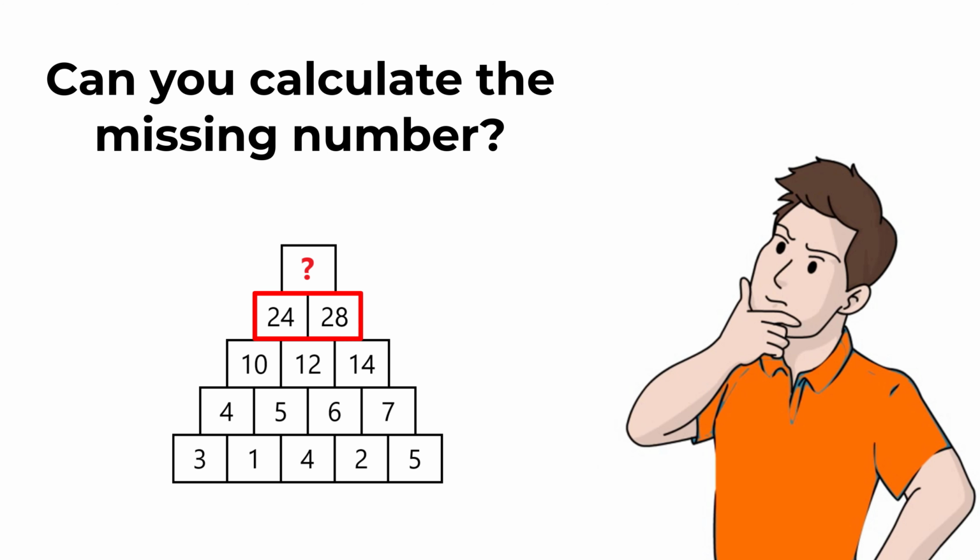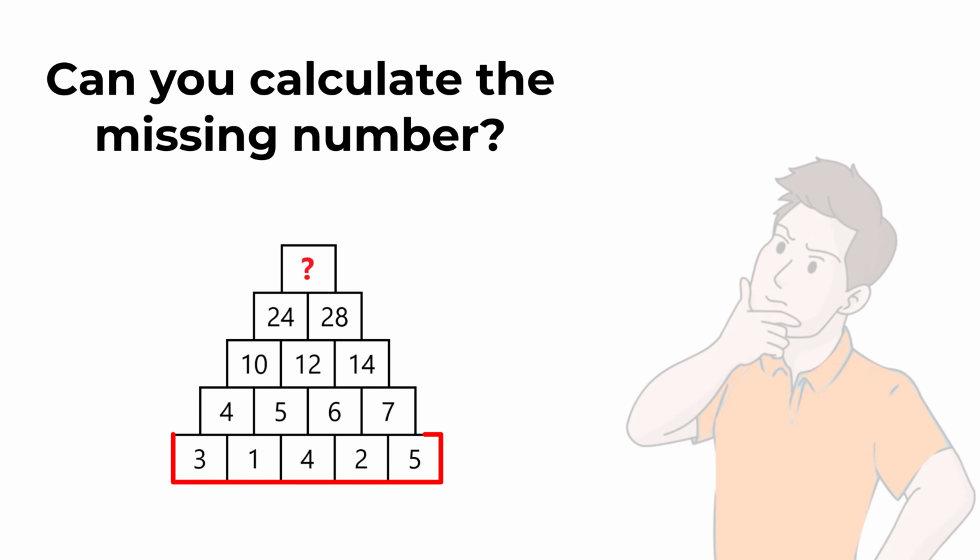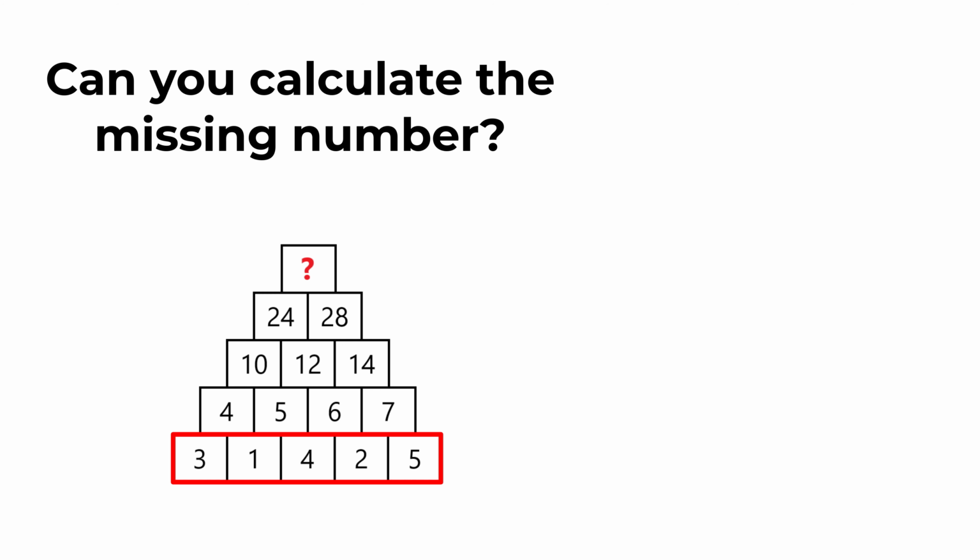The next layer contains numbers 24 and 28. Layer below this contains numbers 10, 12, and 14. Next layer has 4, 5, 6, and 7. And the last layer has numbers 3, 1, 4, 2, and 5.